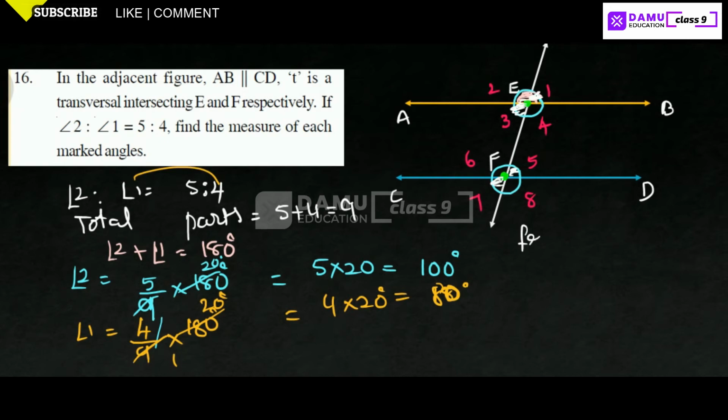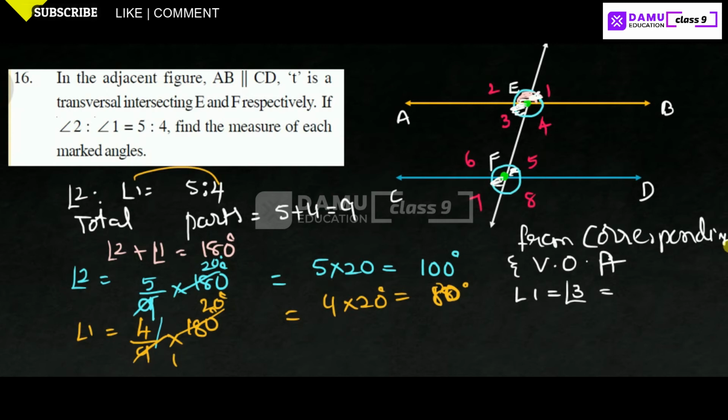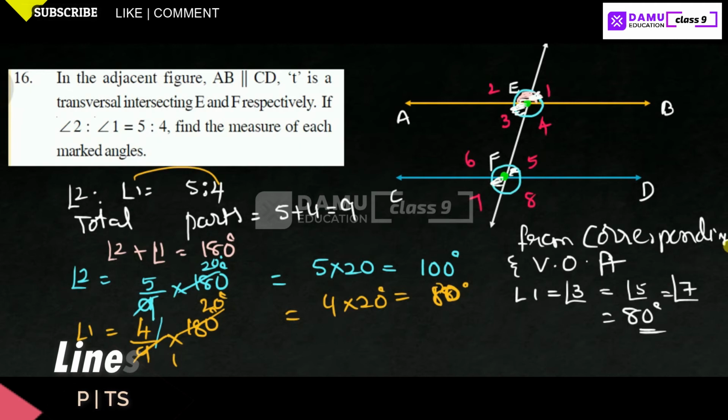So from linear and corresponding angles, from corresponding and vertically opposite angles, what you can say is angle 1 will be equal to angle 3, and angle 5 will be equal to angle 7, that will be equal to 80 degrees.